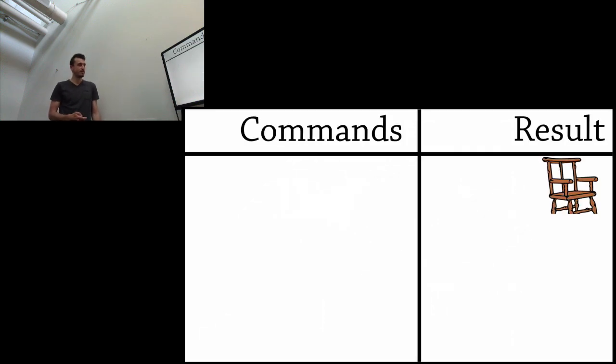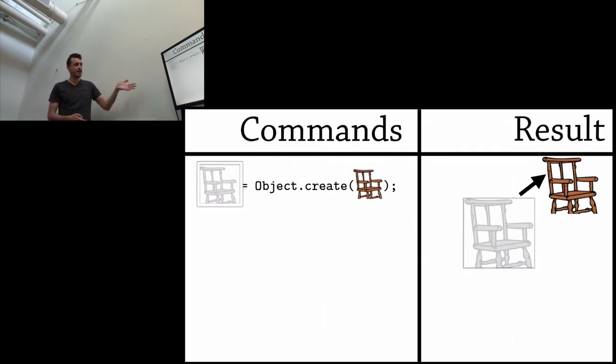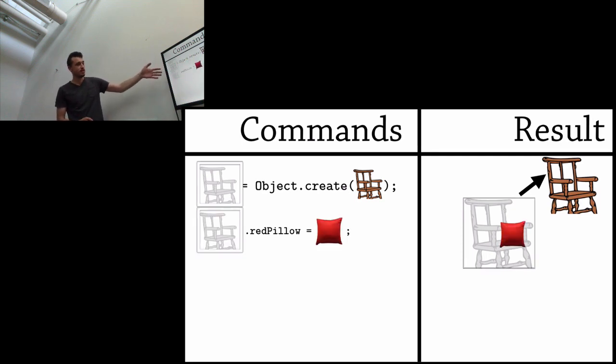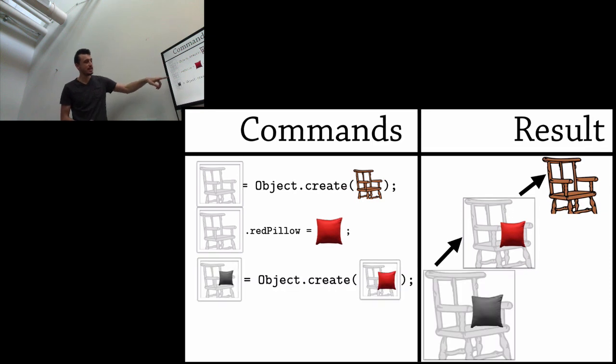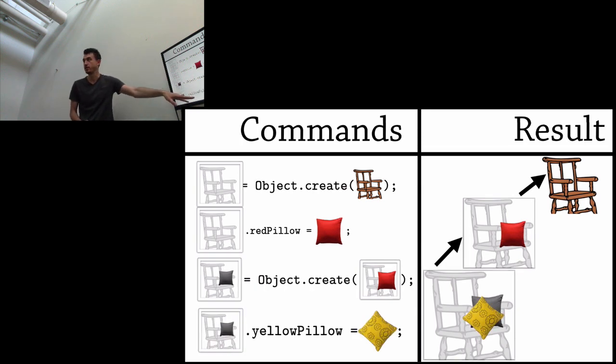Okay, so in pseudocode, we can create the first chair. We can add a pillow to the first chair, and then we can use that chair as a prototype for the next chair, and then start customizing that next chair. So on and so on. I can't fit this entire.